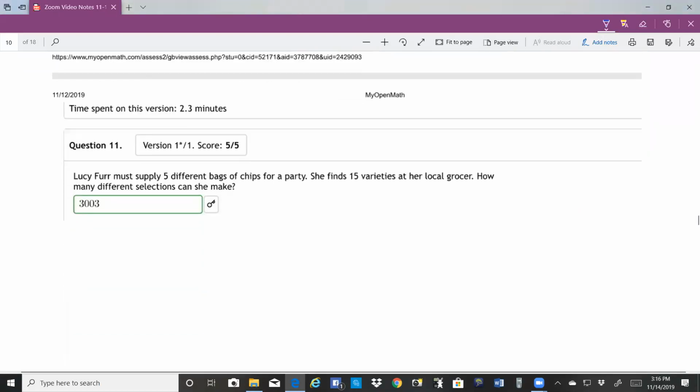Problem 11, Lucy Fur must supply 5 different bags of chips for a party. She has 15 varieties of chips at her local grocer. How many different selections can she make? This would be a combination of 15 things, taking 5 at a time, which is easily put in your calculator, and it's 3,003.